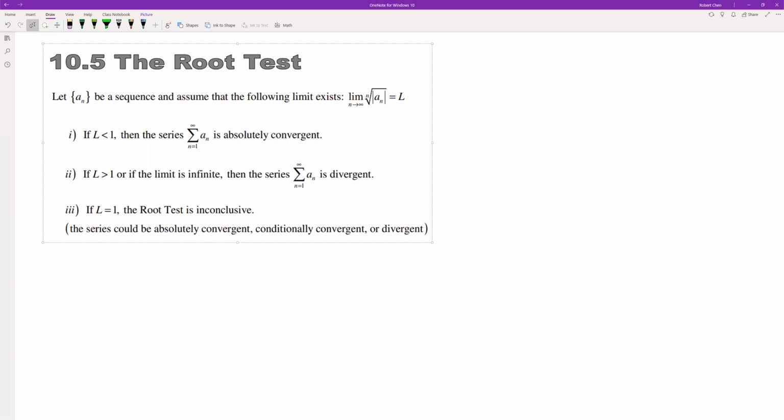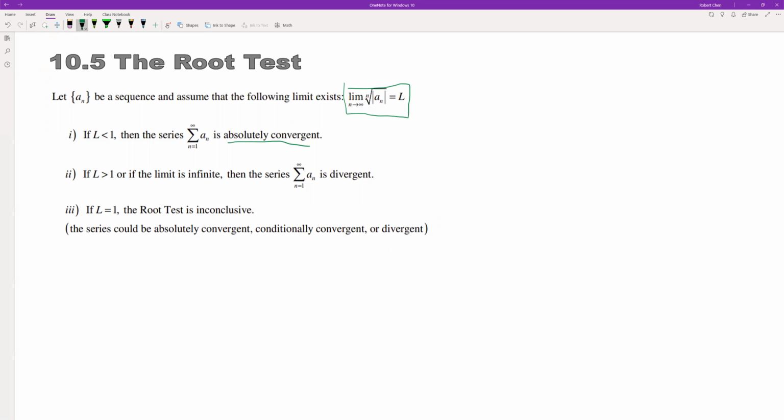Similar to the ratio test, we have the root test, which also tests for absolute convergence. The way to do that is we are going to take the nth root of the absolute value of a_n as n approaches infinity. Same idea: if the limit is less than one, then we say it's absolutely convergent. If it's greater than one, we say it's divergent. And if it's equal to one, the root test is inconclusive.